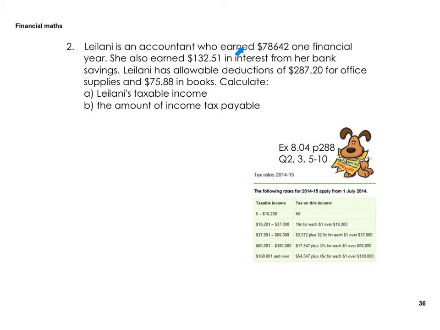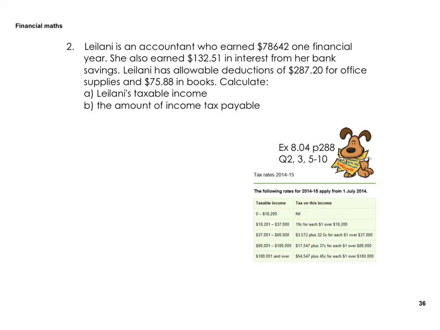Linani is an accountant who earns $78,642 one financial year. She also earned $132.51 in interest from her bank savings. Linani has allowable deductions of $287.20 for office supplies and $75.88 in books. Calculate her taxable income, the amount of tax she needs to pay.